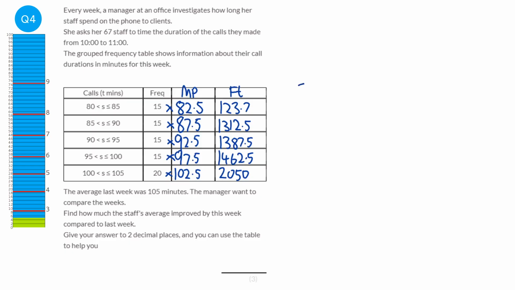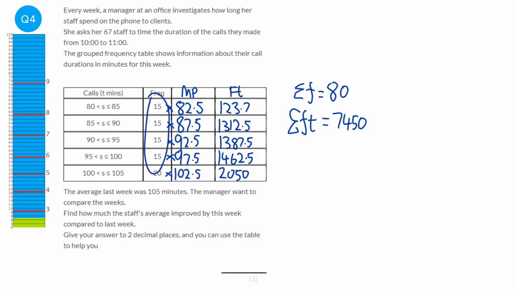Right, next we need to add up the frequencies and add up the FTs. So we're going to have the sum of the frequencies. So I'm just adding all this column up, and that will be 80. And we have the sum of the FT, and so we're going to just add this column up here. And so that would be 7,450.